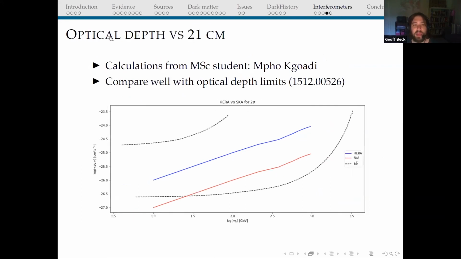We can also compare this to other methods of constraining dark matter in this epoch. The optical depth through ionization, people look at how it varies because of your dark matter additions, and we compare quite favorably to them. HERA is sitting right in the middle between their worst and most optimistic results, and SKA is pushing against their most optimistic results, and even better in some mass ranges.